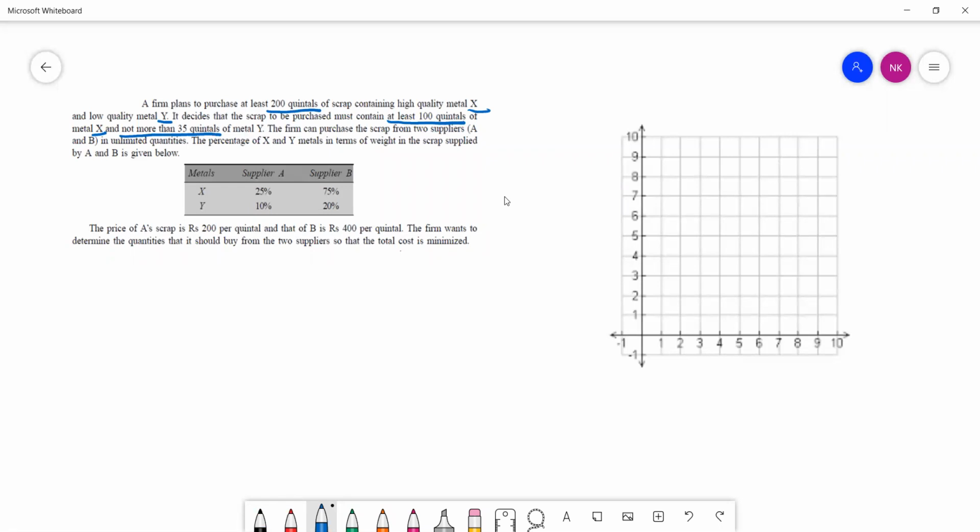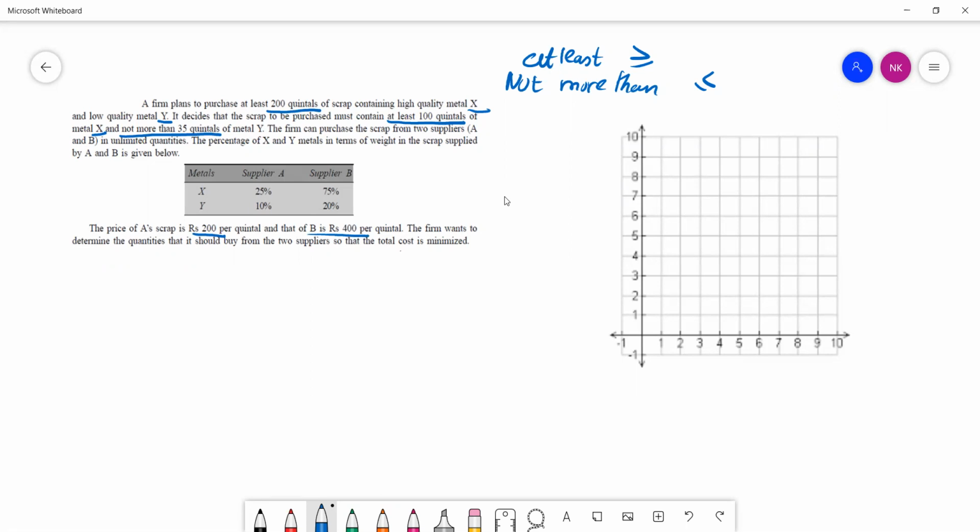So over here we have both criteria, at least and not more than. At least means greater or equal to, and not more than means less or equal to. The firm can purchase the scrap from two suppliers A and B in unlimited quantities. The percentage in terms of weight is given over here. The price of A scrap is 200 rupees per quintal and B is 400 rupees.